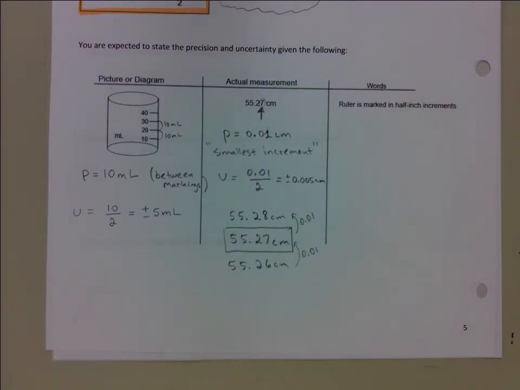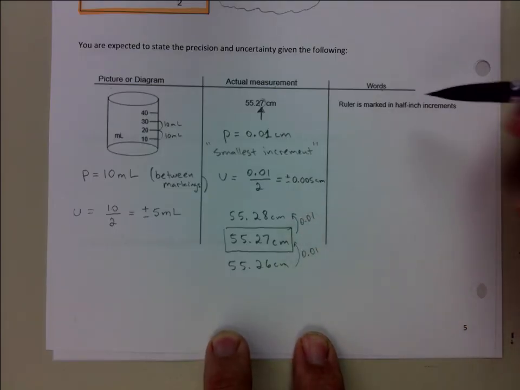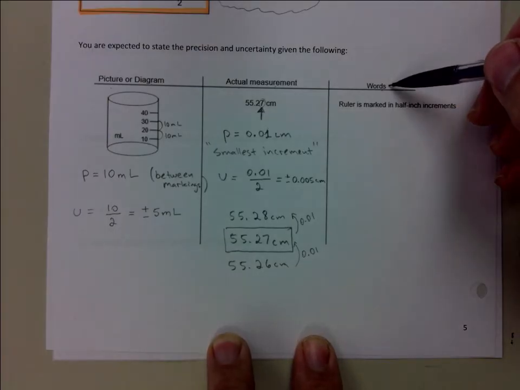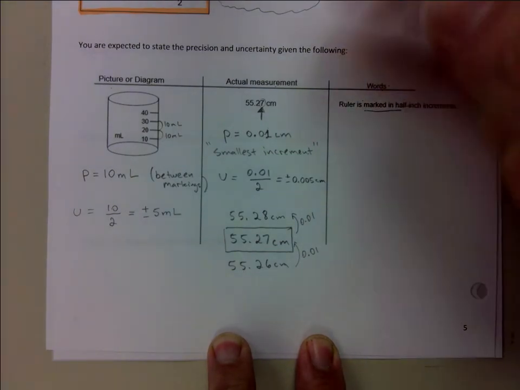That's essentially what we're doing here. We're figuring out what this device can go up by. What's the smallest amount? This is the precision, okay? Words is the easiest one in my opinion because it just flat out gives it away. Ruler that is marked in half-inch increments.